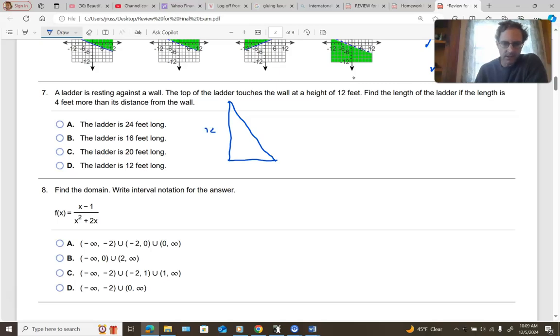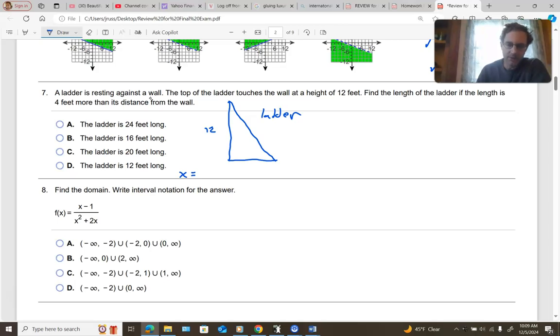Okay, so this side is 12 feet. I'm just going to put 12. The ladder is the hypotenuse. And it says, find the length of the ladder if the length is 4 more than its distance from the wall. Okay? So we need to let x represent something that we don't know. I always like to let it represent the shorter side. So the length of the ladder is 4 more feet than its distance from the wall. So the distance from the wall is actually the shorter distance.